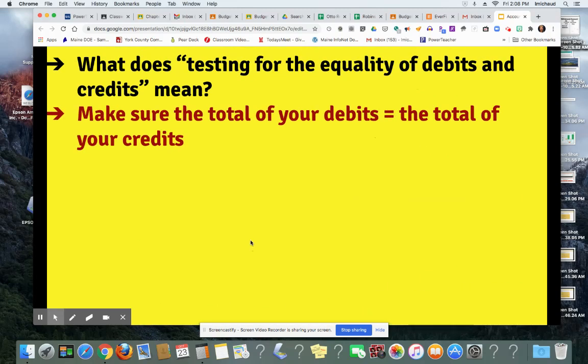What does testing for equality of debits and credits mean? It means to make sure the totals of your debit equals the totals of your credit.